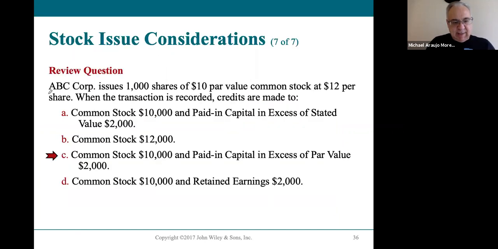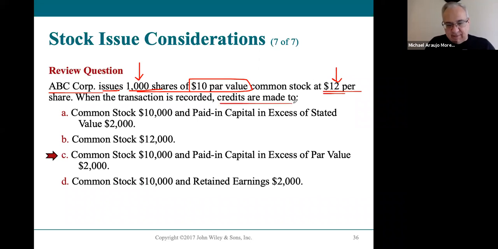So in this case, ABC issues 1,000 shares. Issue meaning they sold, right? They sold 1,000 shares of $10 par value common stock for $12. So this is their selling price, $12. 1,000 shares times $12 is $12,000. So they raised $12,000. However, that's the amount of cash they raised.